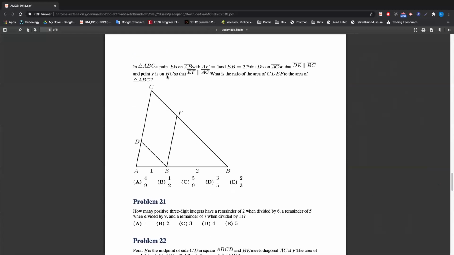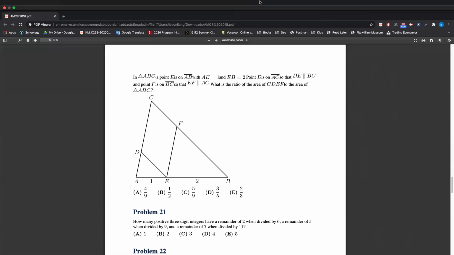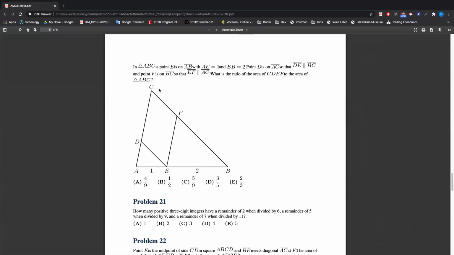Okay, we have a triangle ABC, a point E that's on AB with AE equals 1, EB equals 2, with point D on AC such that DE is parallel to BC, and point F is on BC such that EF is parallel to AC. We want the ratio of the area of CDEF to the area of ABC. All right.